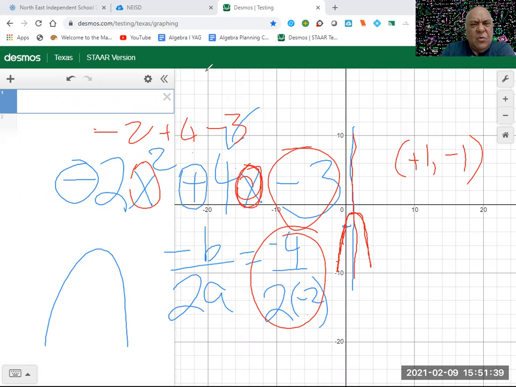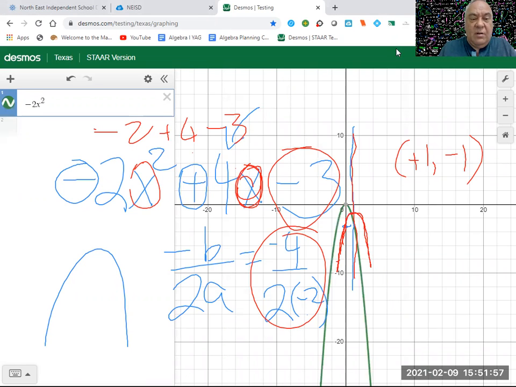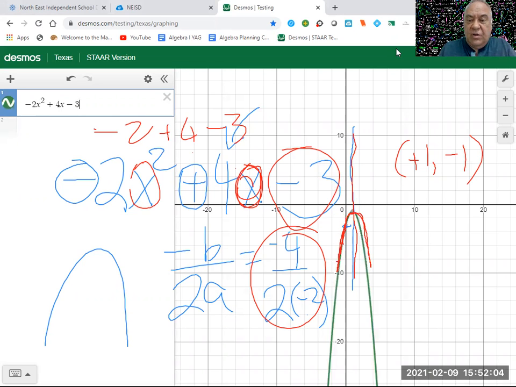But that's how you can do that. That's how you can at least get a lot of information just by looking at the equation. But I didn't use a calculator to do any of that. And if I put this in the calculator, let's see, we got negative 2x squared plus 4x minus 3. And there we go. It's a little more cleaner than my drawing, but there it is.